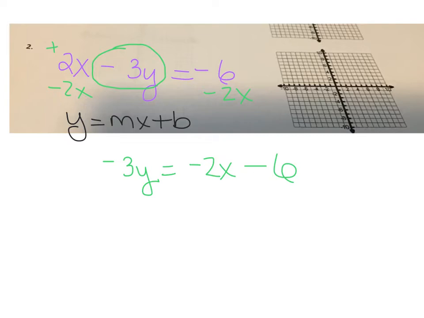Okay, now I'm still not in slope-intercept form, because I want the y to be by itself, and it's not. It's got the negative 3 with it.